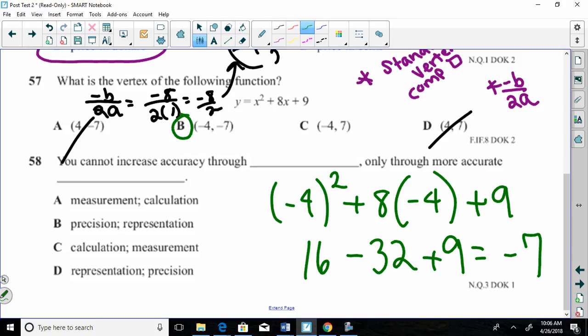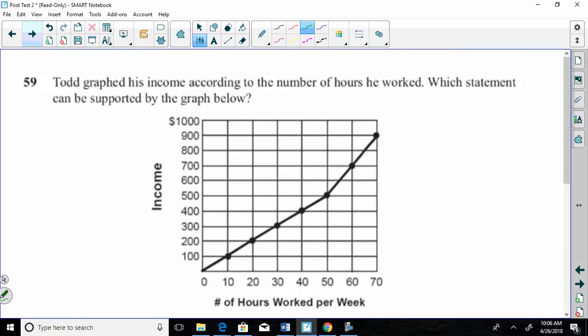And so this afternoon, if you're coming, we're going over the calculator and the formula sheet. If you're not, I already put it on Google Classroom. I'm skipping 58. I didn't like that question. You're not going to see anything like it.